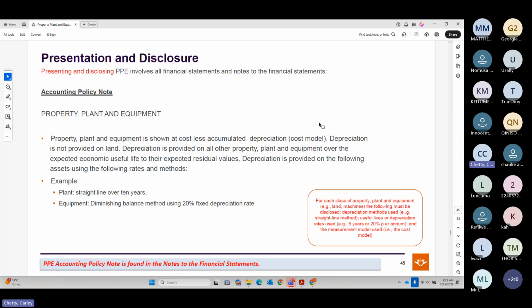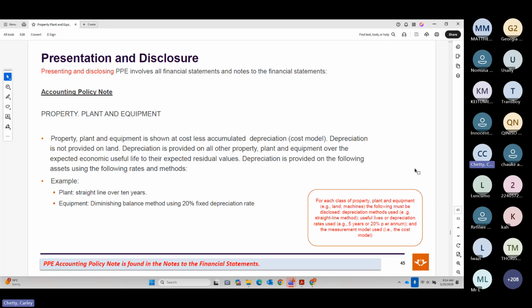And it says that the company has a policy of not depreciating land. Depreciation is provided on all other property, plant and equipment over the expected economic useful life to their expected residual values. Depreciation is provided on the following assets using the following rates and methods. So plant is going to be depreciated on straight line over 10 years, and equipment is depreciated using the diminishing balance method using a 20% fixed depreciation rate.